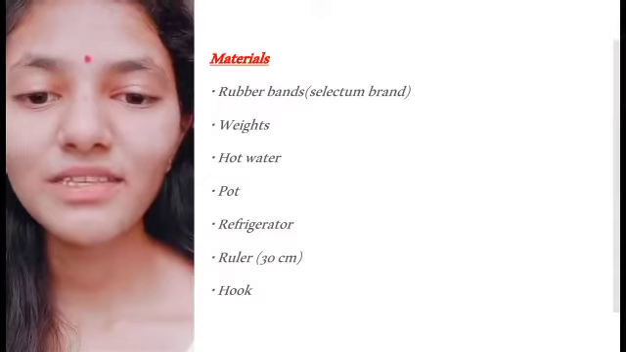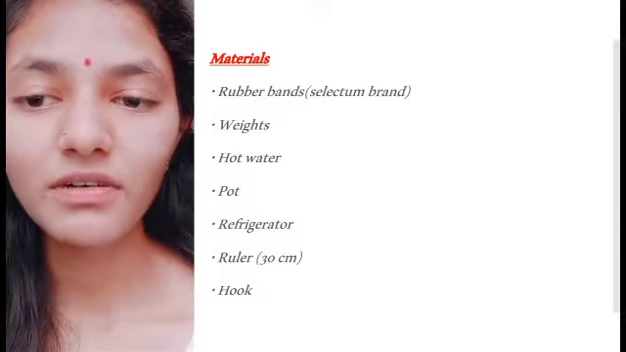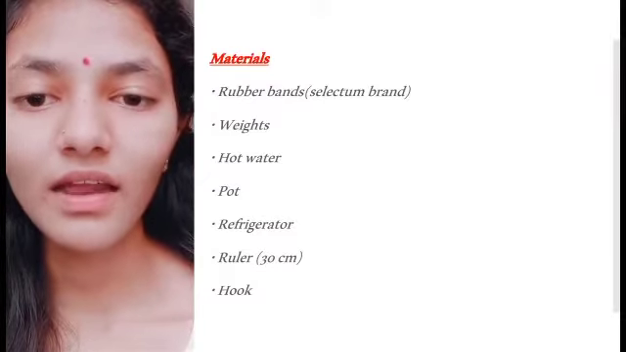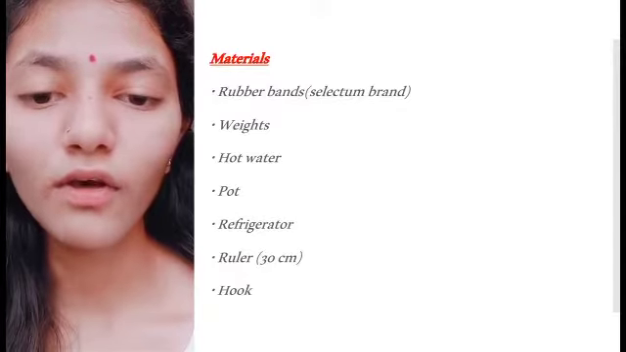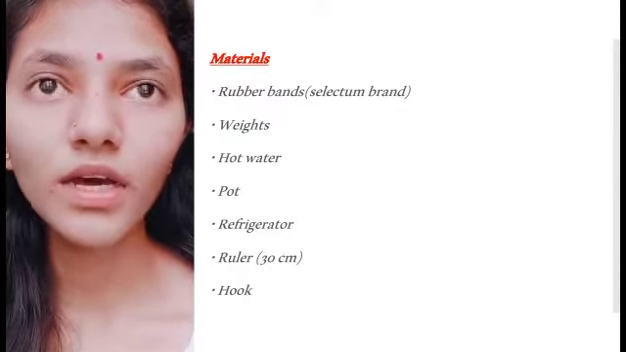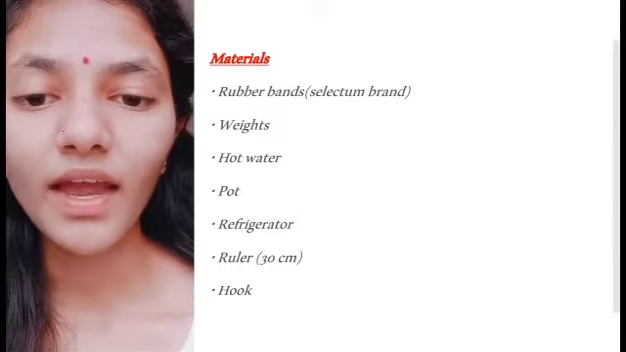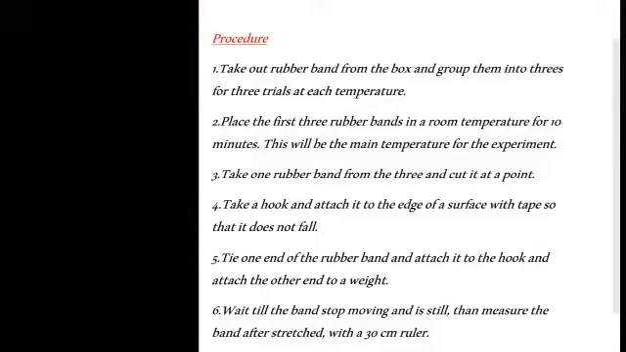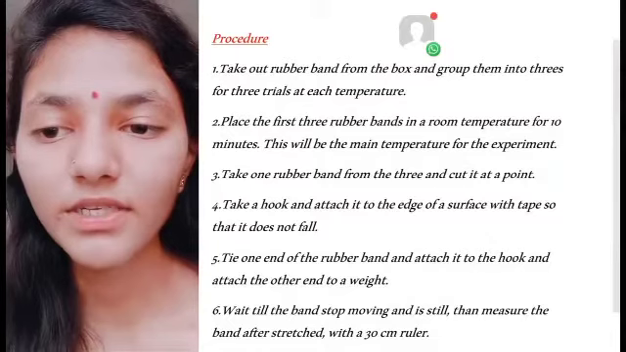Sixth point of my presentation is materials. First, rubber band, custom bands. Second, height. Third, hot water. Fourth, pot. Fifth, refrigerator. Then a ruler of 30 centimeters. And then a hook. Seventh point of my presentation is procedure.